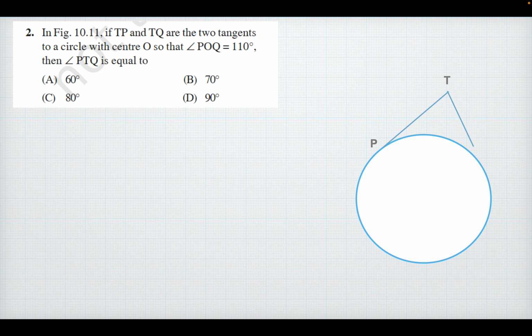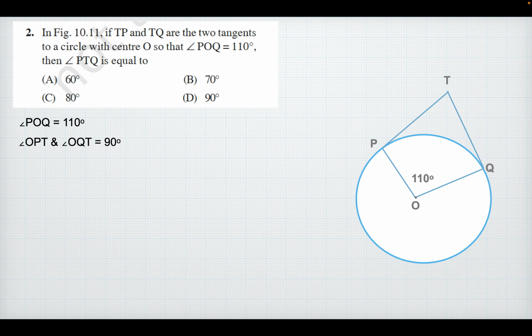So let's draw the circle. They are inclined at 110 degrees. Let's locate its center, O. So angle POQ is 110 degrees. Now let's draw a line that connects the center to the point of contact here, and this angle POQ is given as 110.